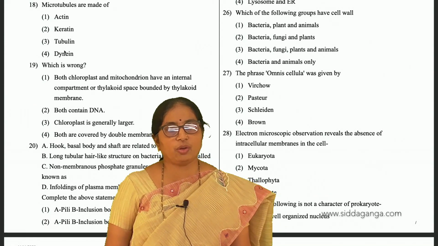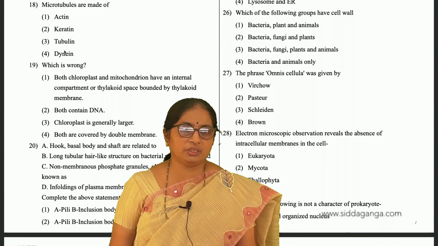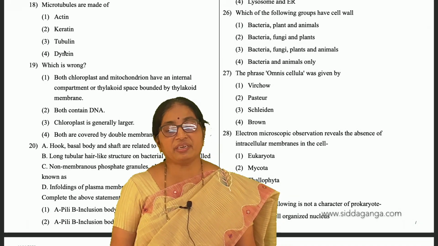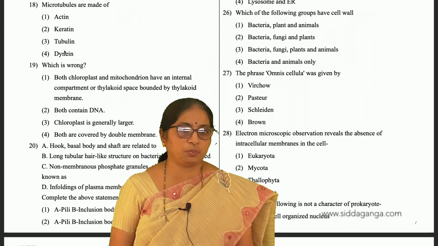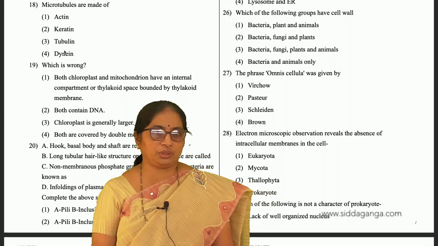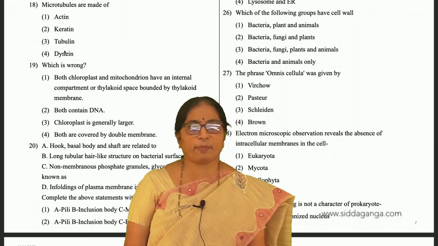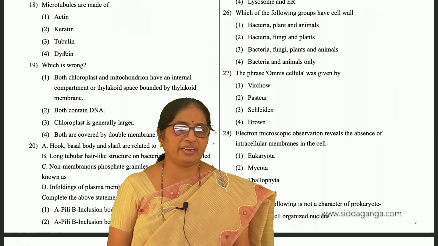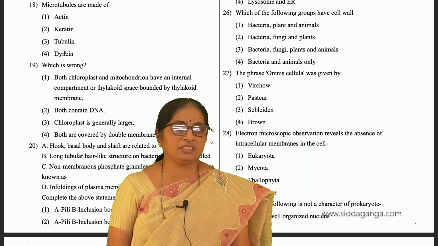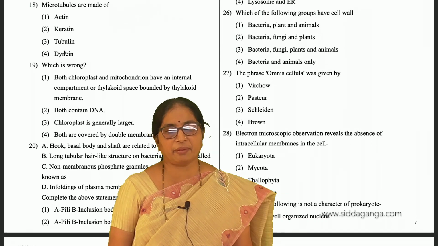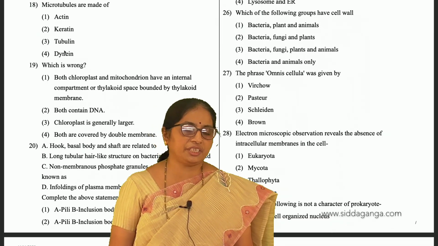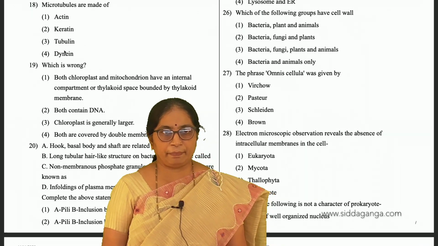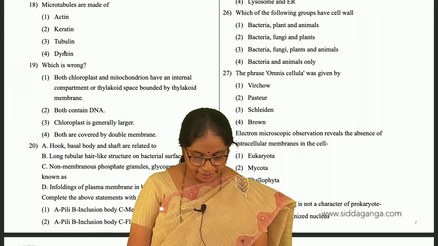Microtubules are made of. So microtubules are the proteinaceous filament-like structures which are present embedded in the cytoplasm. So they act as the cytoskeleton, and these microtubules are made up of, the options given over there are actin, keratin, tubulin and dynein. Actin is present in the muscle cells, they are proteins, and keratin is present in the skin, and tubulin is the right answer, where microtubules are made up of proteinaceous units called tubulin. So option 3 is the right answer.